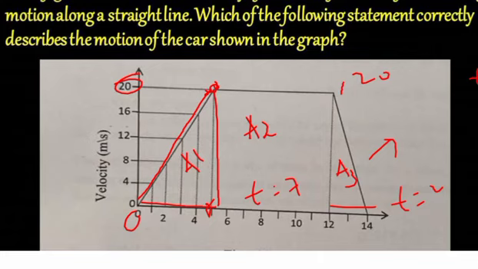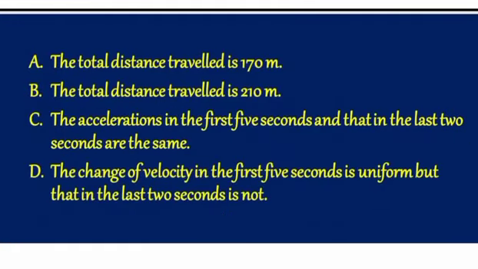Let's go to the options. A. The total distance traveled is 170 meters. B. The total distance traveled is 210 meters. C. The acceleration in the first 5 seconds and that in the last 2 seconds are the same. D. The change of velocity in the first 5 seconds is uniform but that in the last 2 seconds is not.